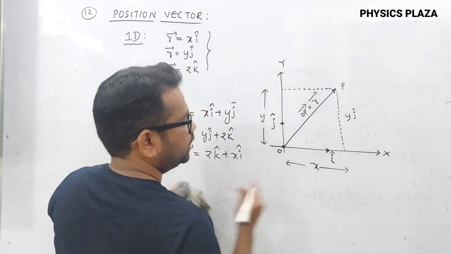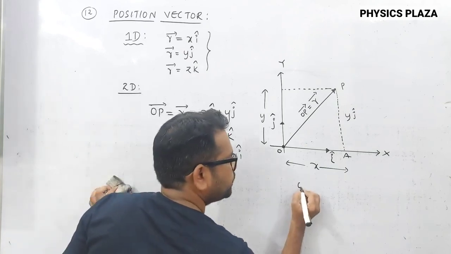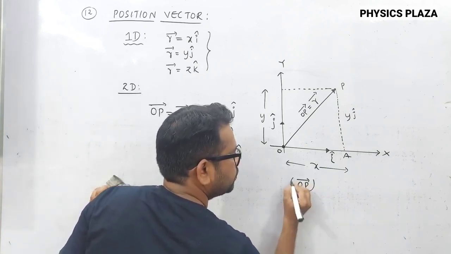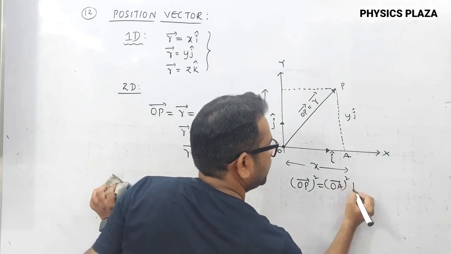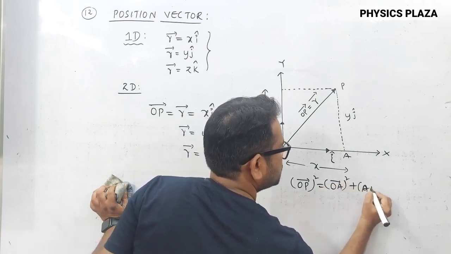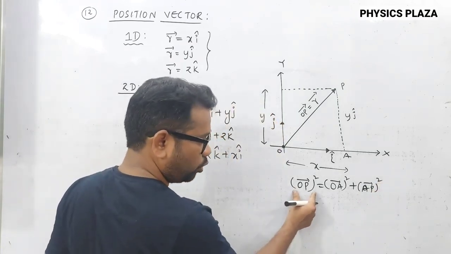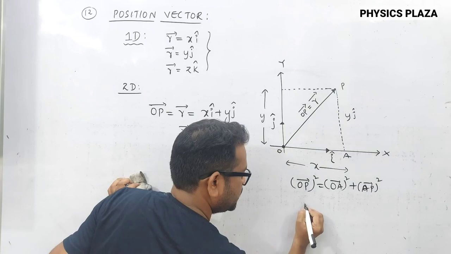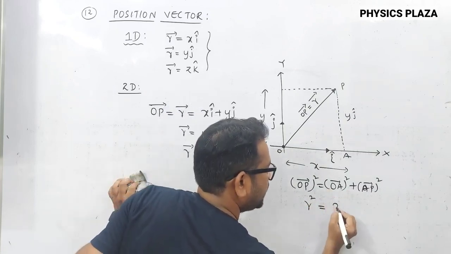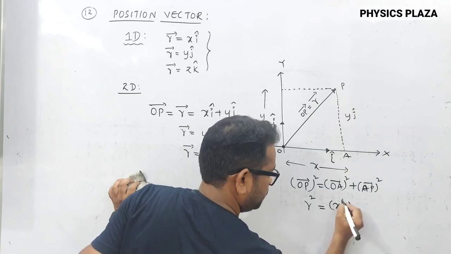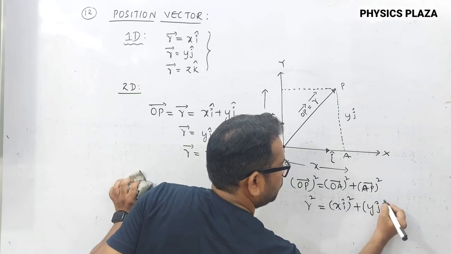for example, let me write here, let us say OA, and OP. So here OP square is equal to OA square plus AP square. What is OP square, children? OP square, that is R square, is equal to OA square, (x i cap) whole square, plus this will be (y j cap) whole square.